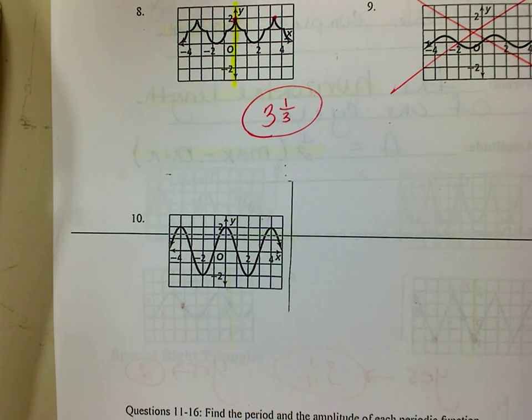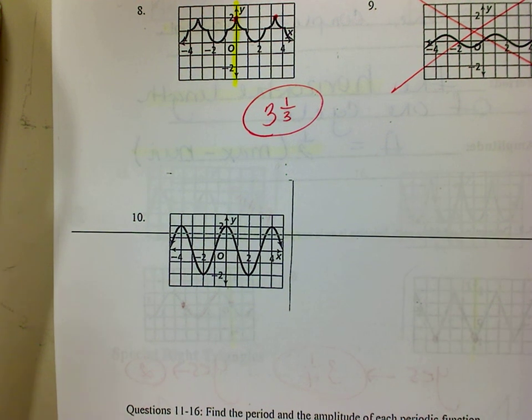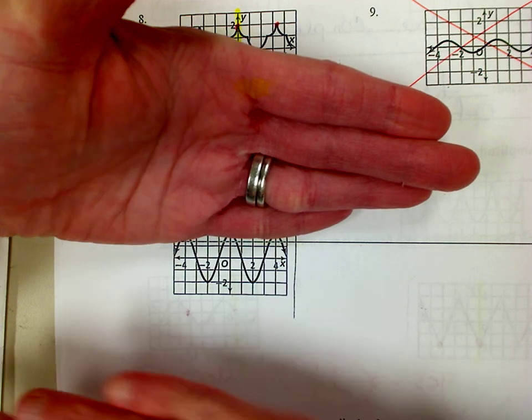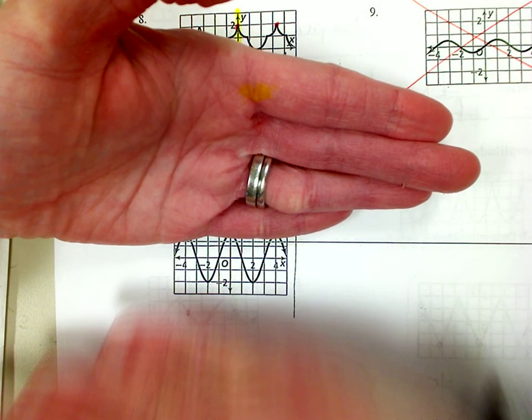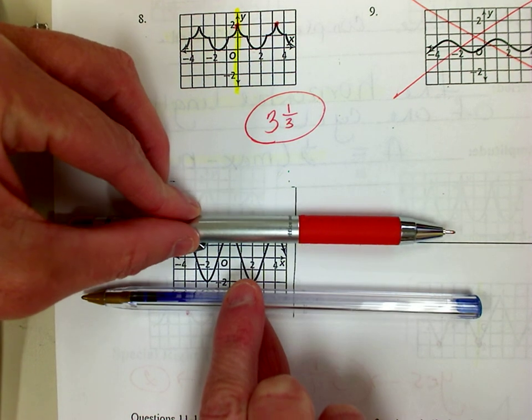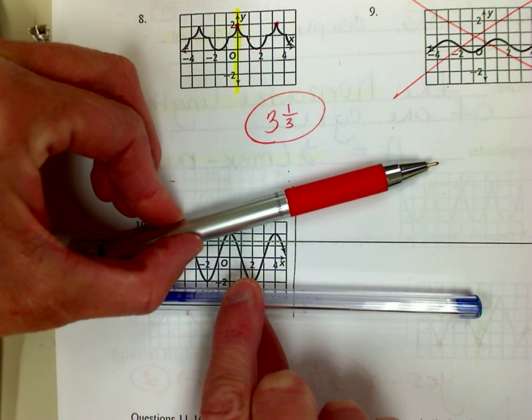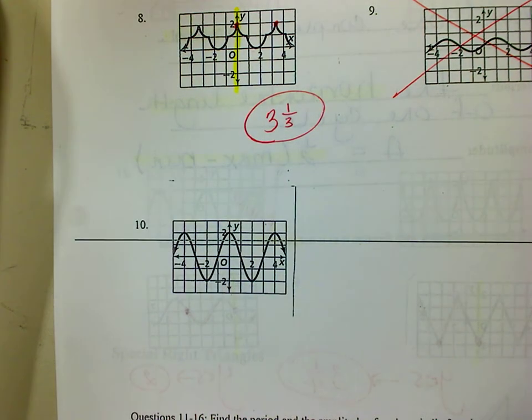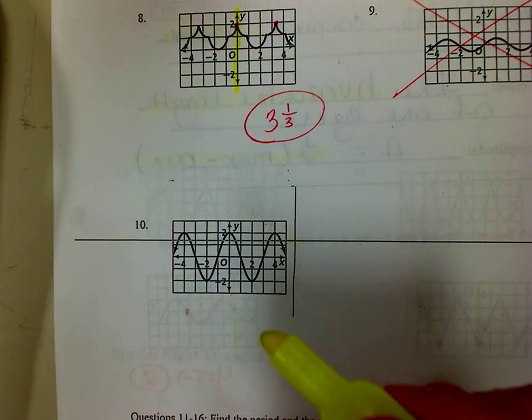Number 10 is also periodic, because it's the same going across this way, and it's the same going across down here. So it stays in between these two lines. It doesn't go higher, doesn't go lower. It stays within this range. So now I got to figure out what the period is.